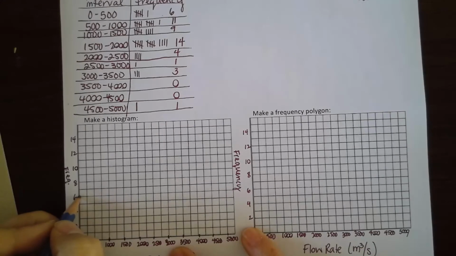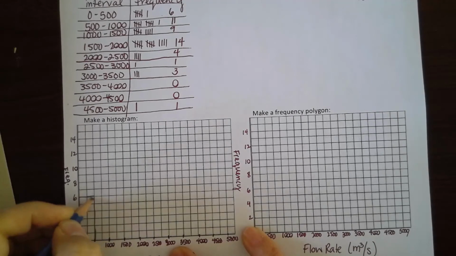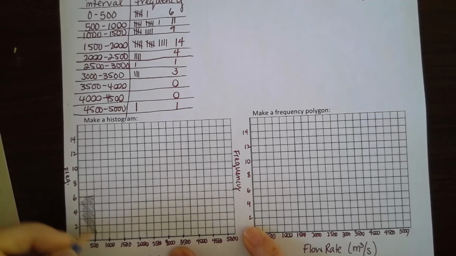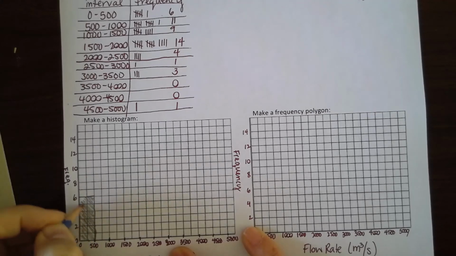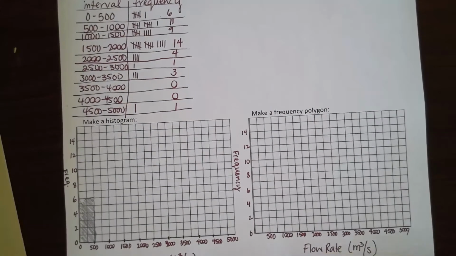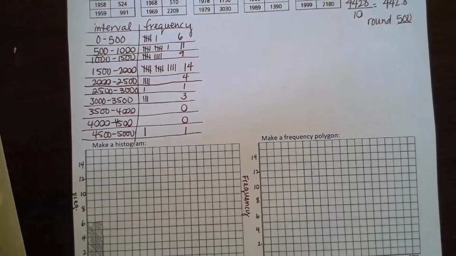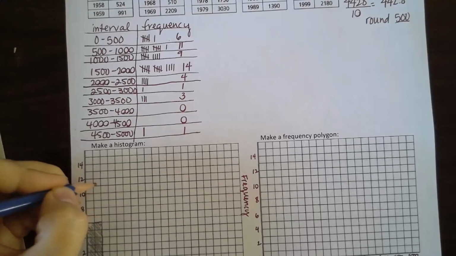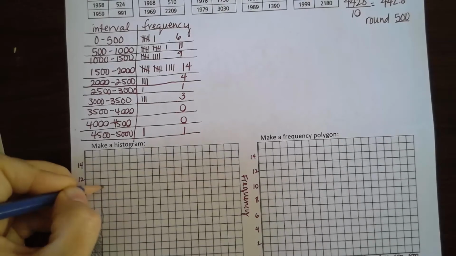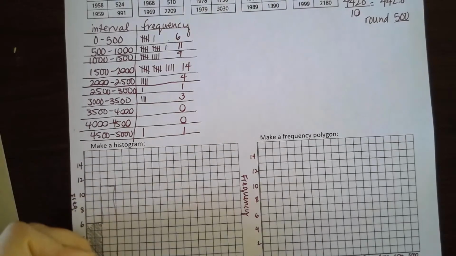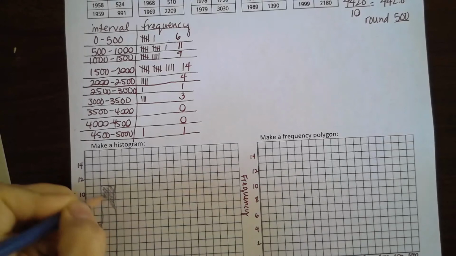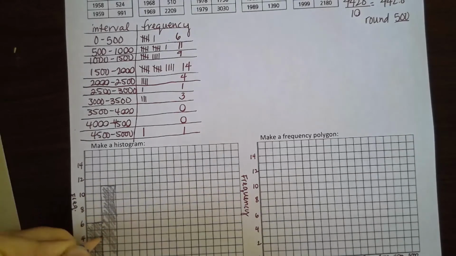So I'm going to make a bar that goes up to 6, okay? And then shade that in. For the second interval, that happened 11 times. So I just need to make sure my bar goes up to 11. Okay, so it looks just like a bar graph, but again, we're squishing these together, no spaces in between them.